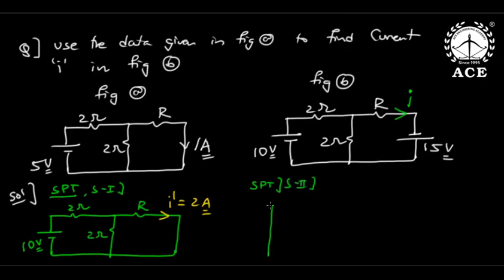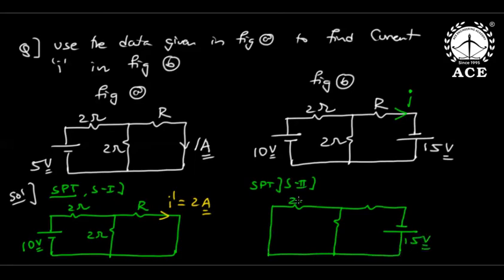So I will short this. Okay, now I will take 15 volts only. This is 2 ohm, this is 2 ohm, this is R, and let this be I double dash. This is 2 ohms, R, 15 volts, and let this be I double dash.